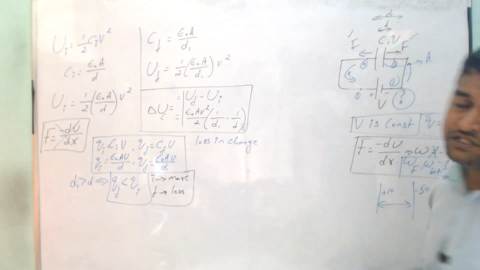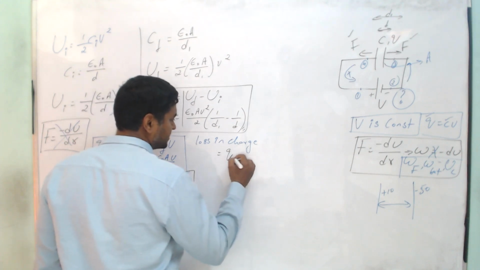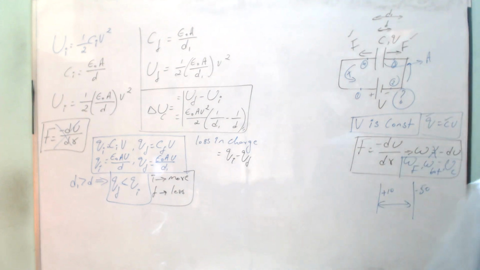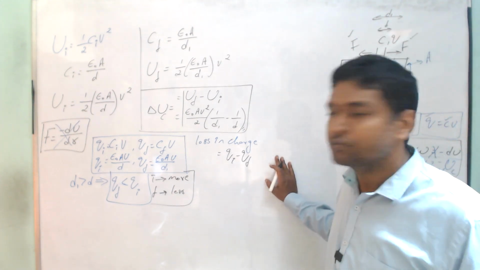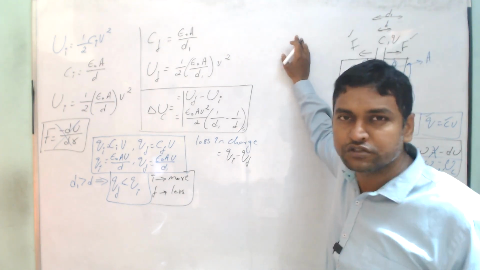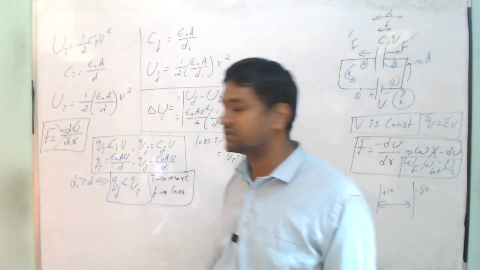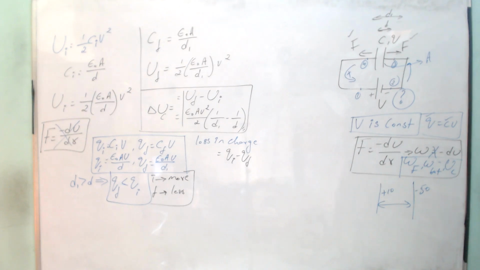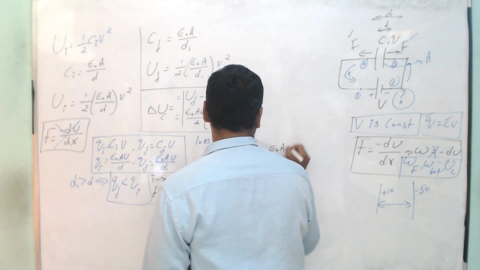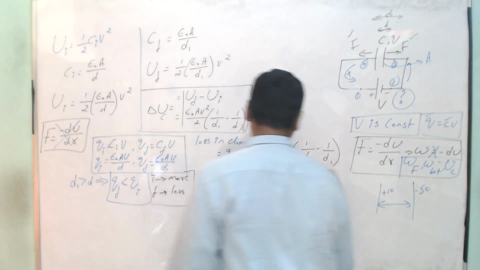What is the loss in charge on the plates of the capacitor? My initial charge minus final charge, right? Any change in physics should be final minus initial, but here I know initially there were 100 laddus, now there are 30 laddus. How much is the loss? 100 minus 30. Initial charge minus final charge, because initial is greater than final. That's why we are directly writing it. So if you substitute, what will you get? All these are constants: 1 by d minus 1 by d1. Correct? Yes, sir.